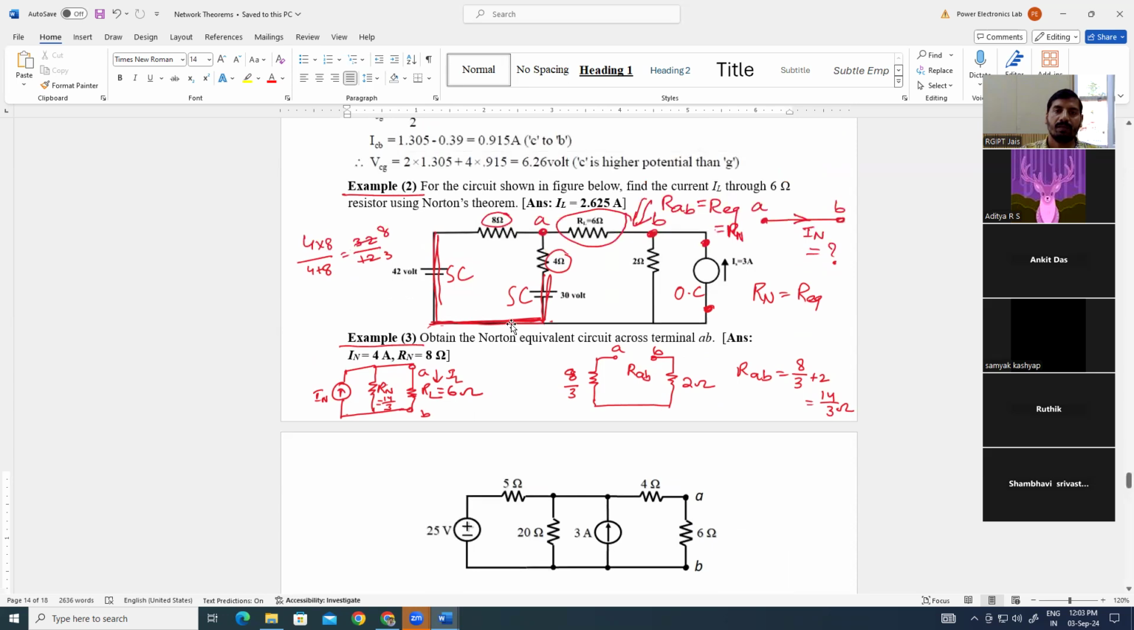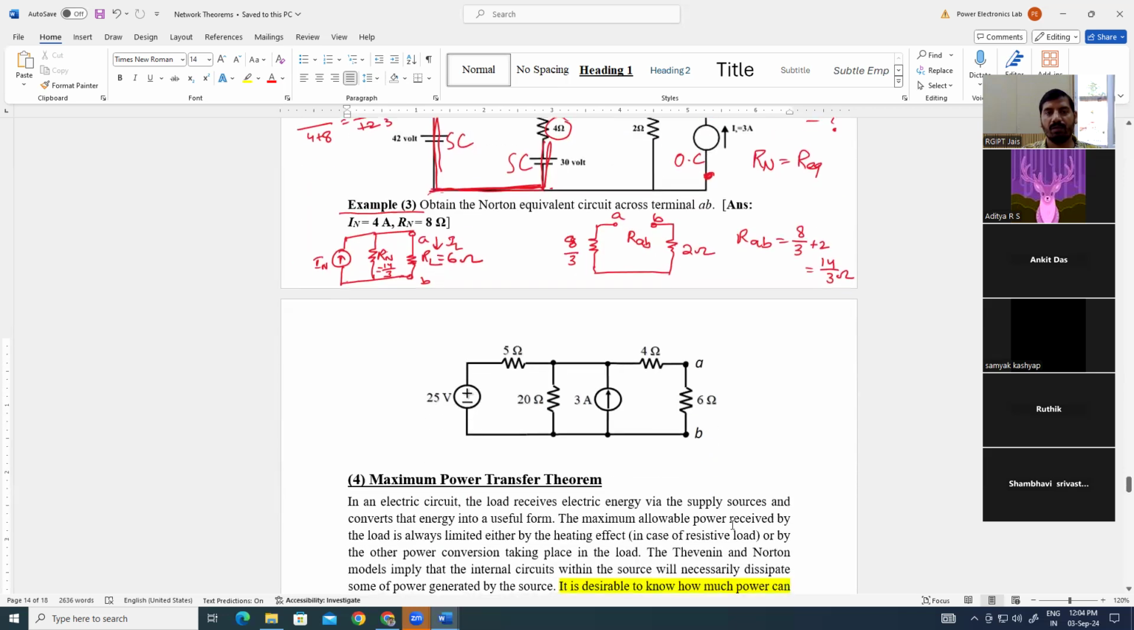So we have seen the same example by using Norton's theorem as well. If you have any doubt, you can ask. Otherwise, we can proceed to the next theorem.